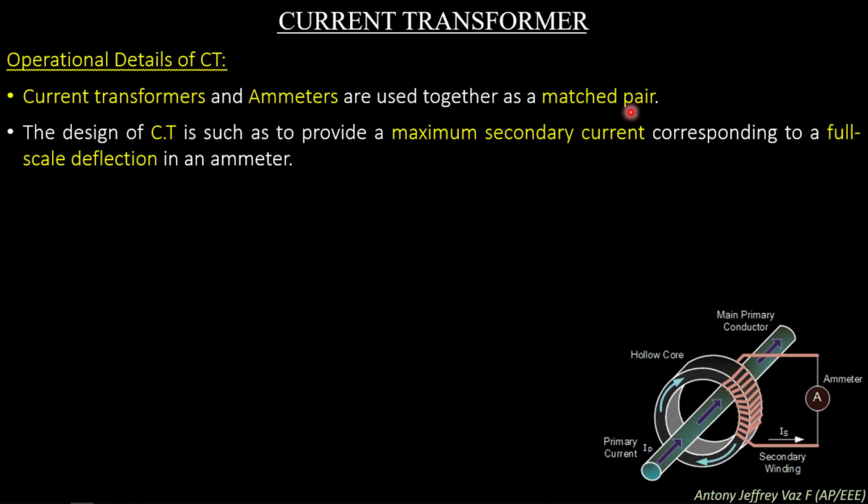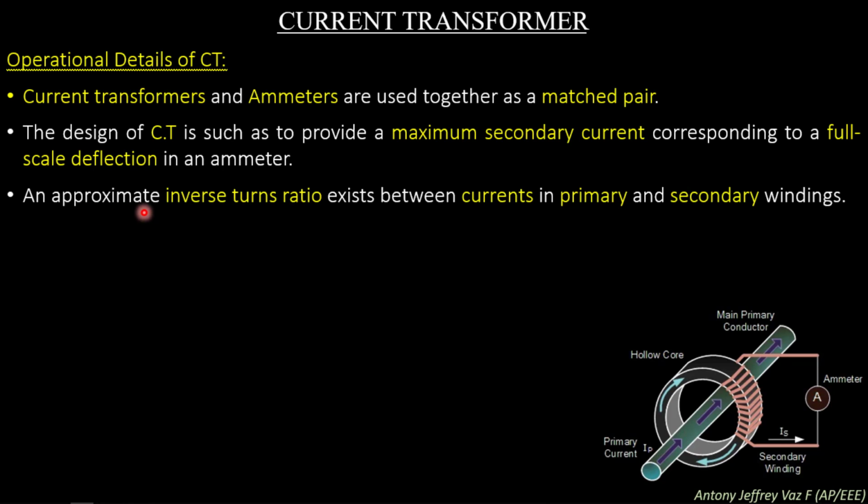The design of the current transformer is such as to provide a maximum secondary current corresponding to full scale deflection in the ammeter. So if we say 100 amps current is flowing through the main primary conductor, then the full scale deflection of the ammeter should be 5 amps, because all standard ammeters are of 5 amps.